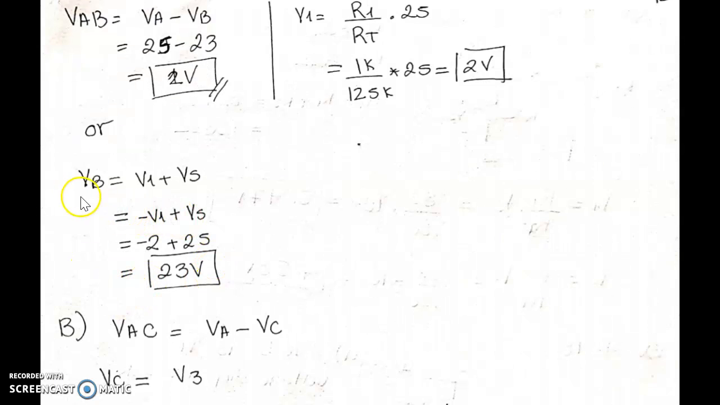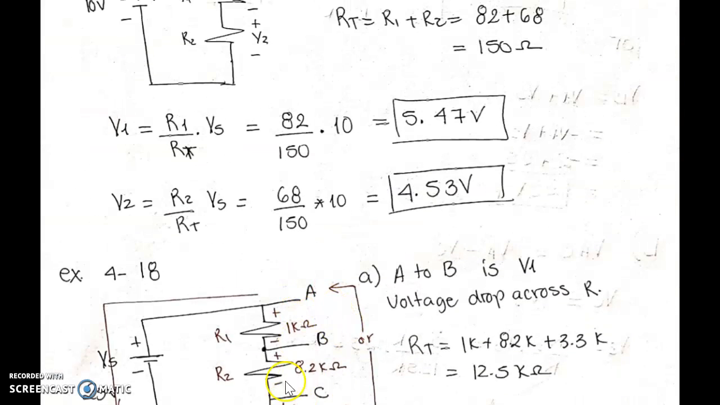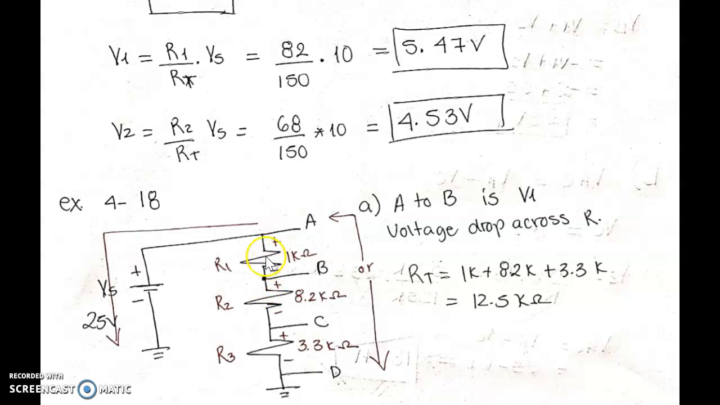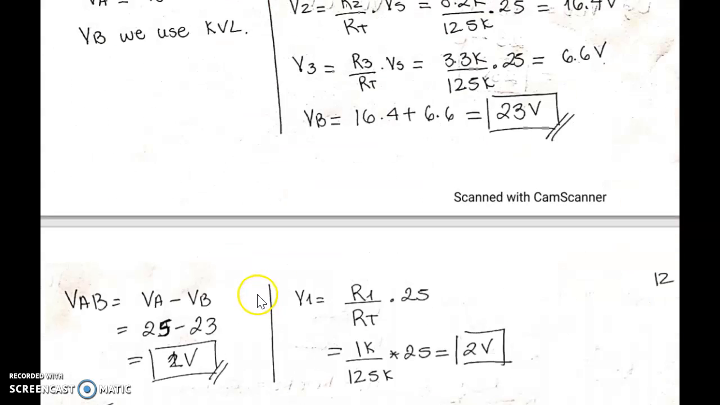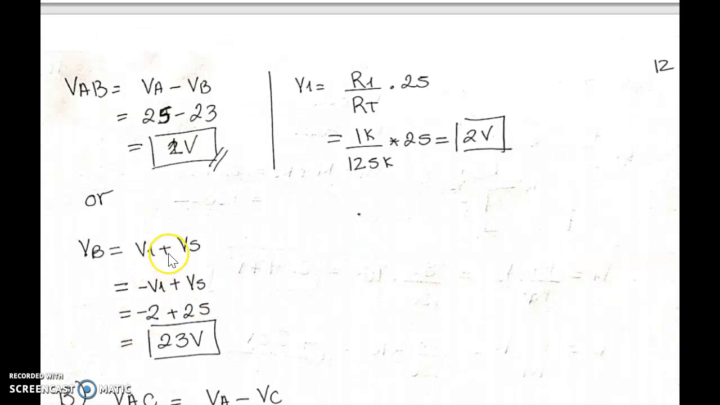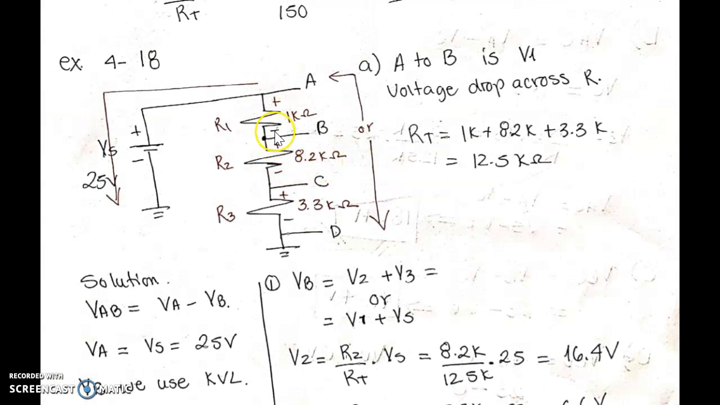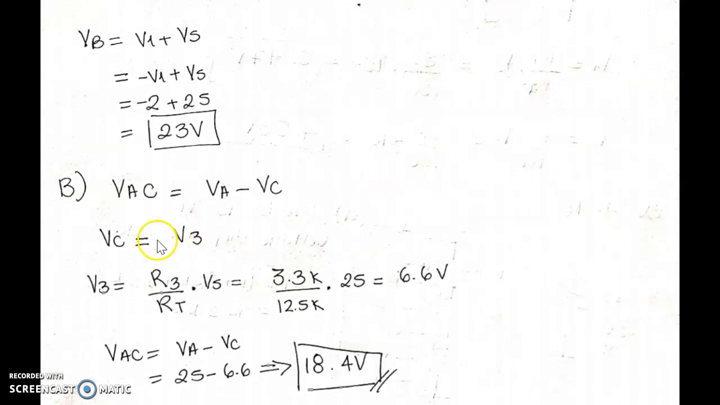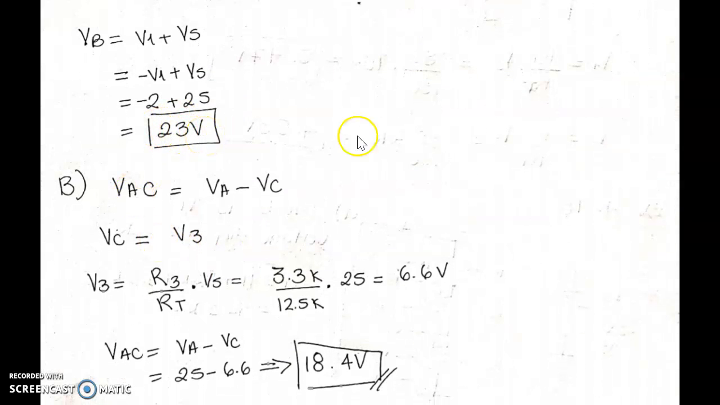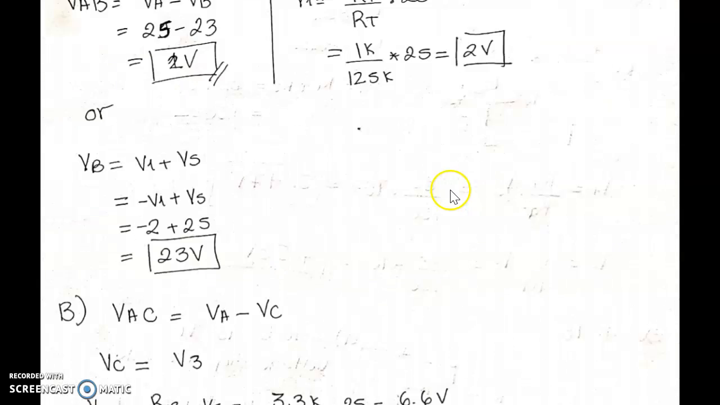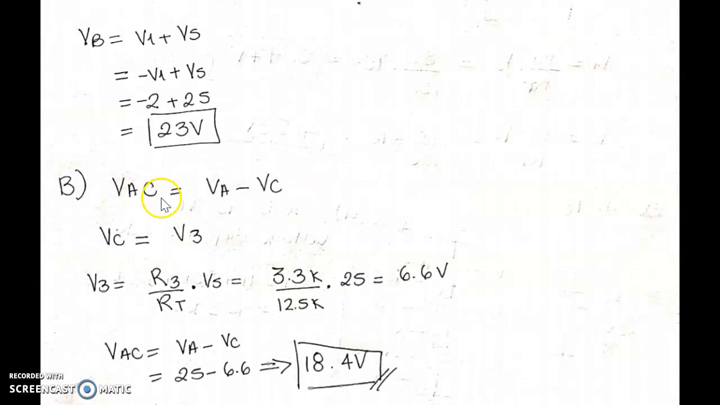And then I can go the other route. I can say, okay, I can go VB plus V1 plus the source to see if I get that. So if I do that, I'm going to say V1 plus V source. V1 is negative because I'm going this direction, so I'm entering the resistor from the negative. That's why it's negative, and then this one is positive. So they subtract instead of adding. So it's 23.